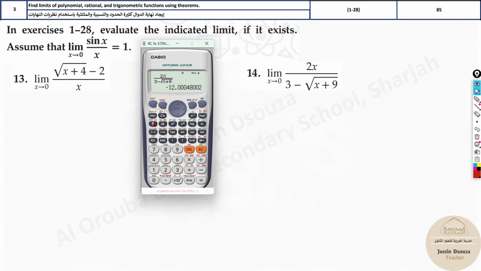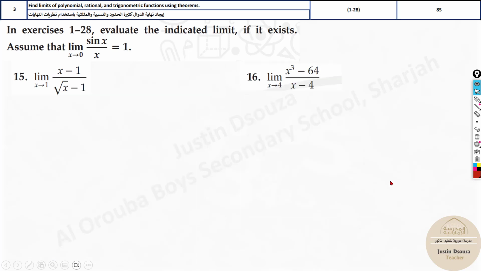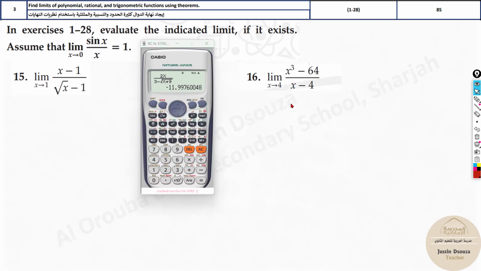And now we will do from the left side. Calculate minus 0.00001. And it is minus 11.9. And that's negative 12 itself. So here we got 1/4, here we got minus 12. More problems, I'm sure you must be used to it now. I will just do till the 28th problem.